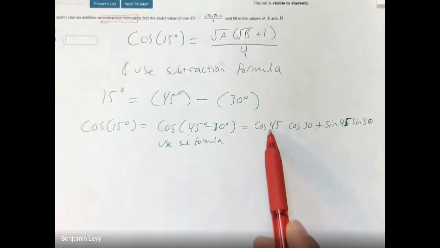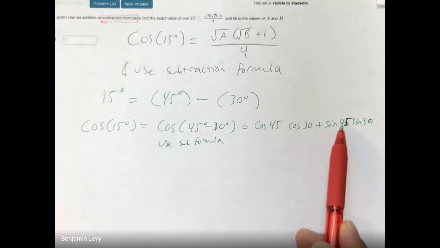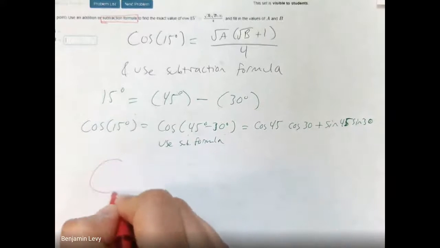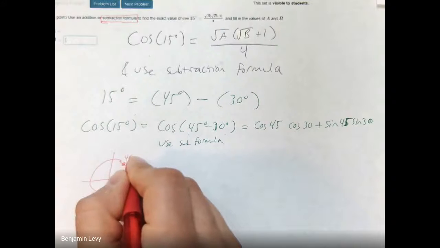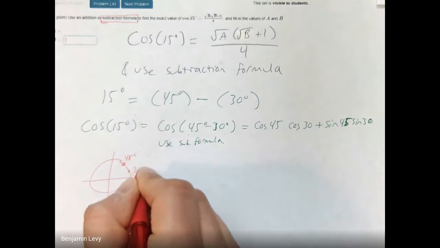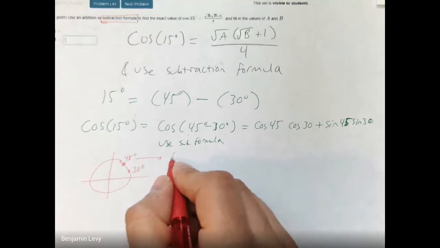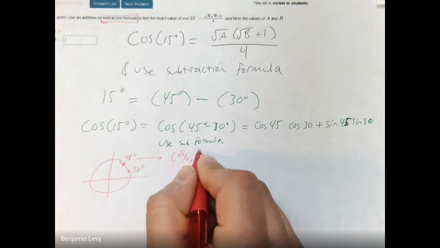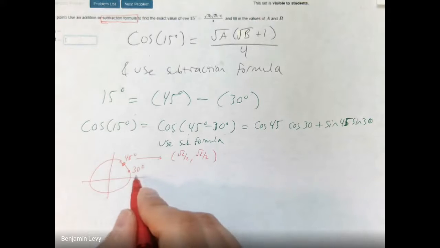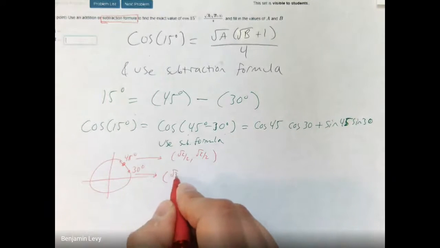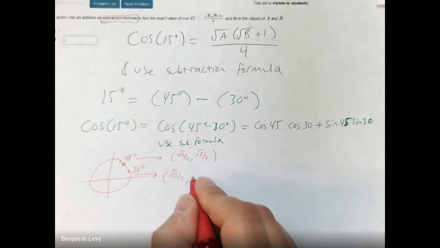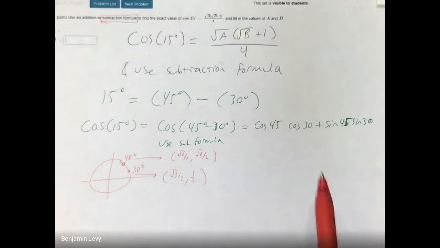So we need to do cosine and sine of 45 and 30. Let's think about where 45 and 30 are on the unit circle. 45 is right there, and then 30 degrees is right there. And we know 45 has the repeated root 2 over 2. So here's some square roots that are going to come in. And then we know 30 degrees has the point, we just did that a second ago, root 3 over 2, so there's another square root, comma 1/2. And when we start plugging these things in, we'll get the square roots.